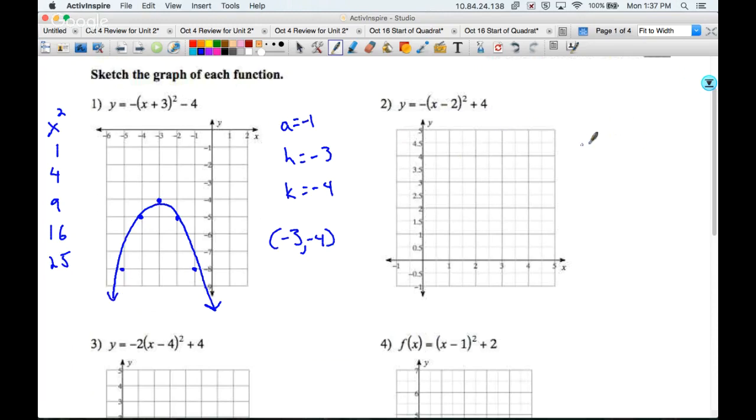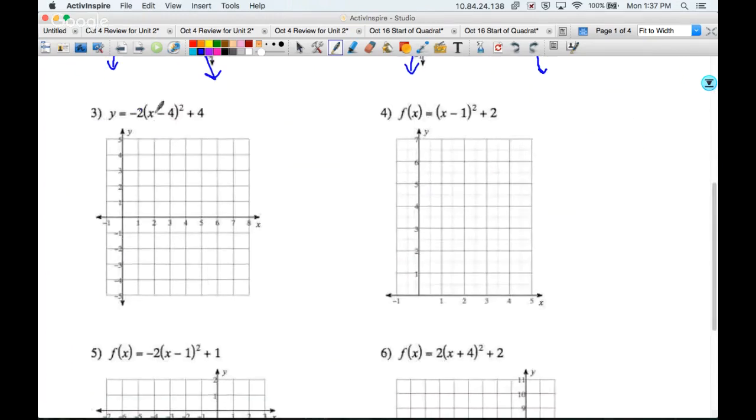All right, for this one here, a equals -1, h equals +2, k equals 4. I want to put a point at (2, 4). Go down 1, make it symmetrical. And then the next one, I went down 1, so now I'm going to go down 4. And connect those points up. Notice our a value is negative in both of these cases, and both of them open down. Good thing to remember here.